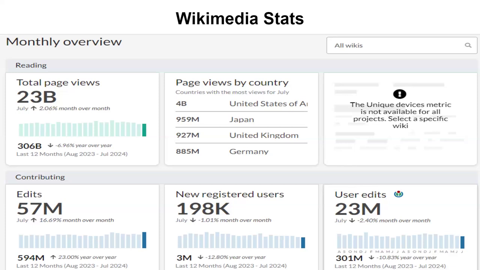I don't know whether it was because it was founded there. Then followed by Japan with 959 million views from Japan alone. The United Kingdom is third with 927 million page views. Then 885 million page views from Germany.